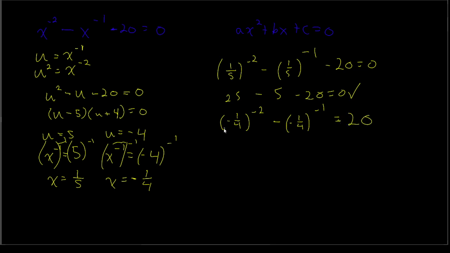And then negative 1/4 to the negative 2 minus negative 1/4 to the negative first minus 20. And so that's going to become 16 plus 4, which equals 20. So we're good on our checks there.